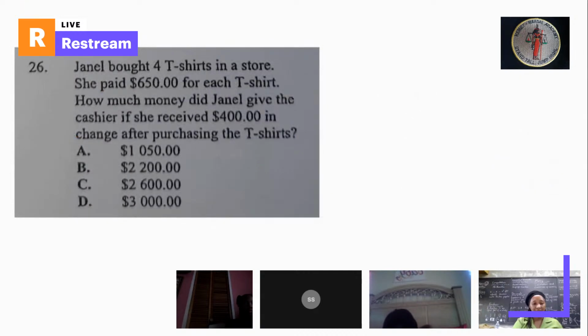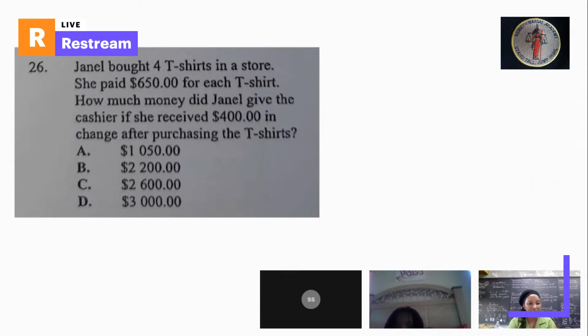All right, number 26. Jot down these figures now. I want you to work out this. Number 26. Janelle bought 4 t-shirts in a store. She paid $650 for each t-shirt. How much money did Janelle give the cashier if she received $400 in change after purchasing the t-shirts?